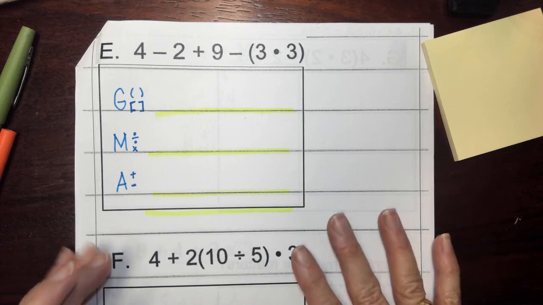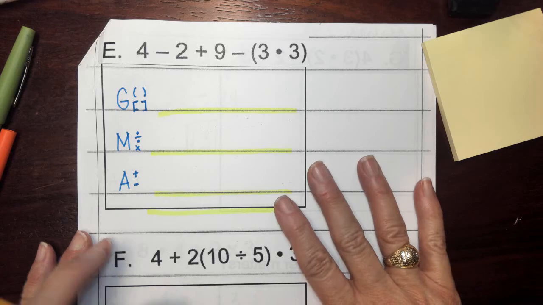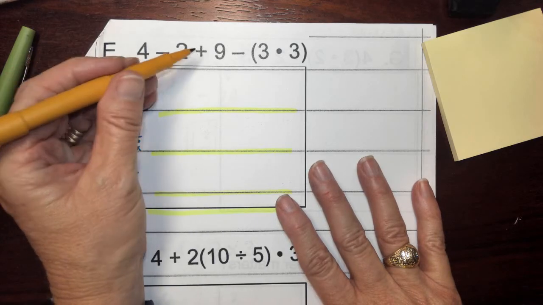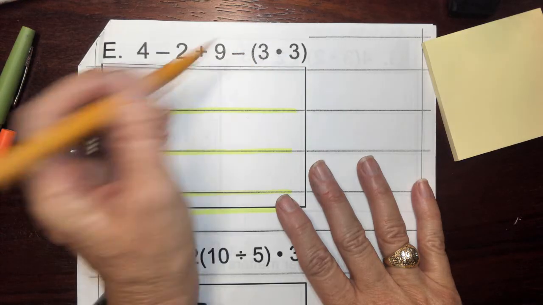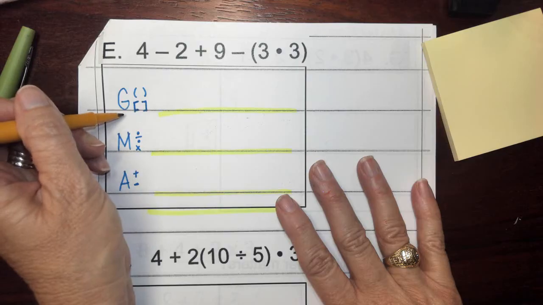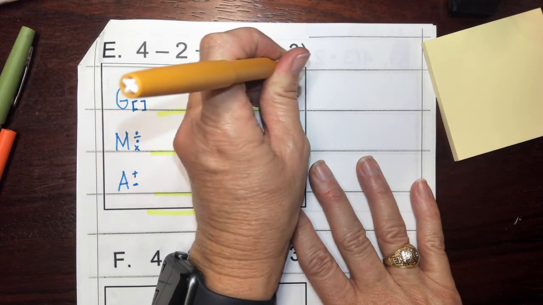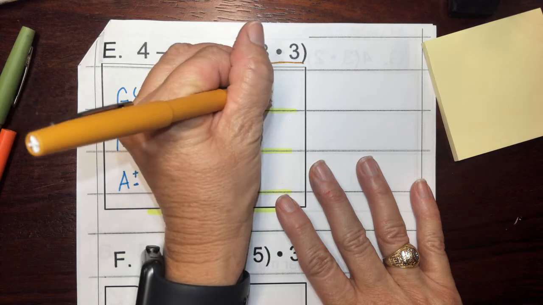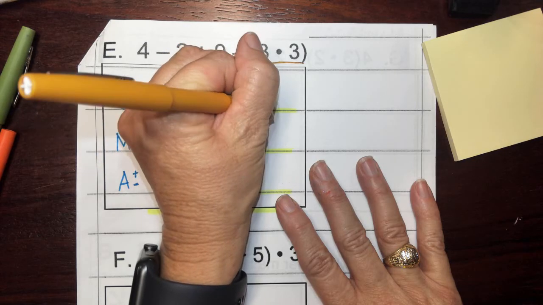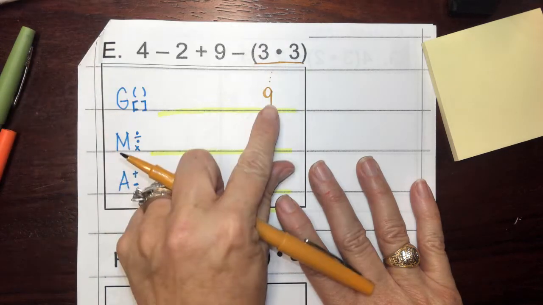Alright, if we're back at watching the video, then you must have solved your question. So we're going to start with subtracting, adding, subtracting, parentheses, multiply. So if I'm looking for my grouping symbols, I'm going to go all the way to the end of this, and I'm going to multiply first. So we have 3 times 3, which will give me a product of 9. So I'm going to write the number 9. It's going to drift into this location.